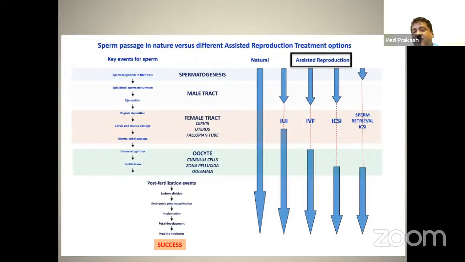But if there is a problem in the sperm, or a female or egg problem, we need to go for assisted reproduction like IUI, IVF, ICSI. And if there is no sperm, then we have to extract the sperm from the testes also.